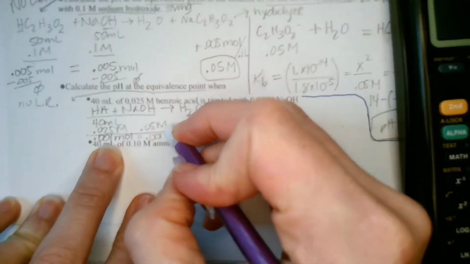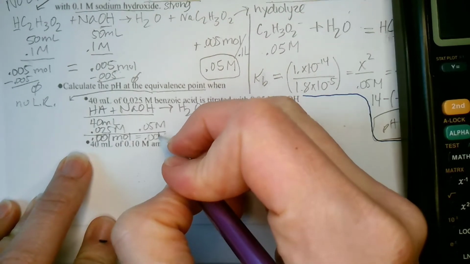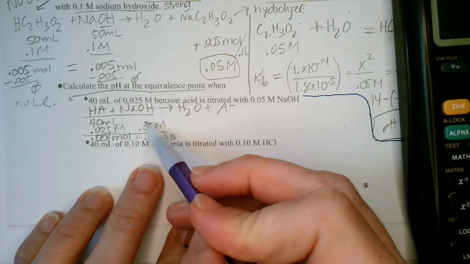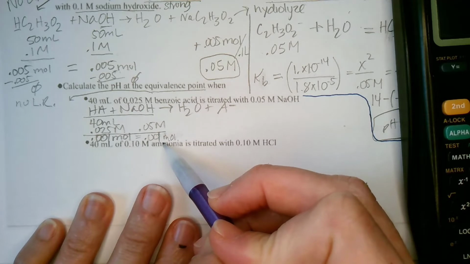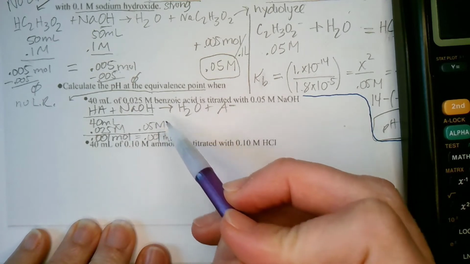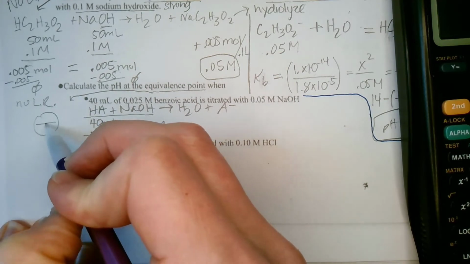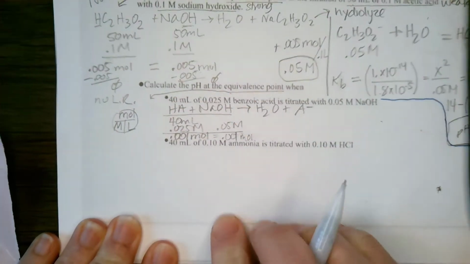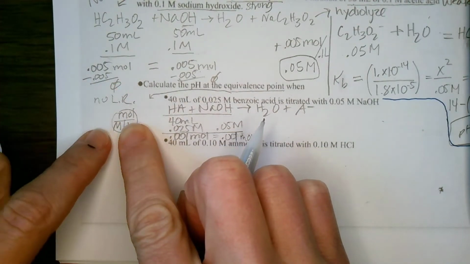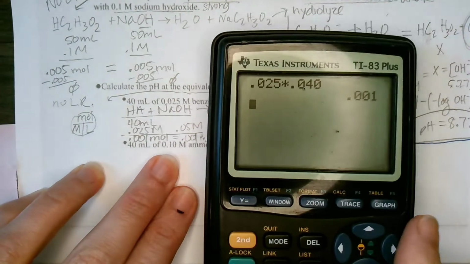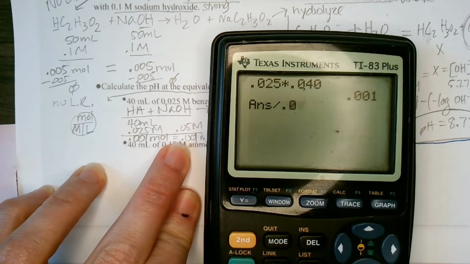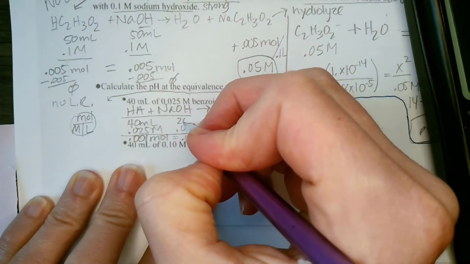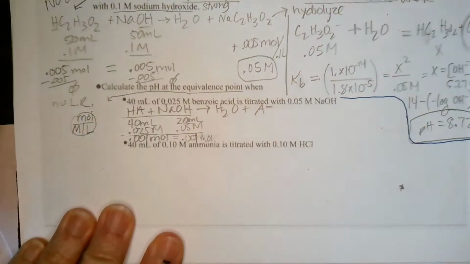Oh, that's not capital N. This is moles. 0.001 moles. So we need to find the volume of NaOH that we need in order to have 0.001 moles of it. We know that molarity is moles over liters. So to find liters, we need to do moles divided by molarity. So 0.001 divided by 0.05 gives us 20 milliliters. Okay, that will come in handy here soon.